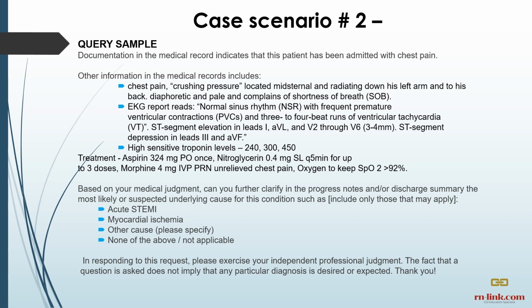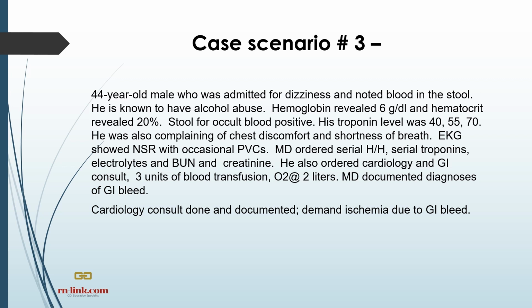Thank you. Case scenario number 3. 44-year-old male who was admitted for dizziness and noted blood in the stool. He is known to have alcohol abuse. Hemoglobin revealed 6 grams per dl and hematocrit revealed 20%. Stool for occult blood positive.